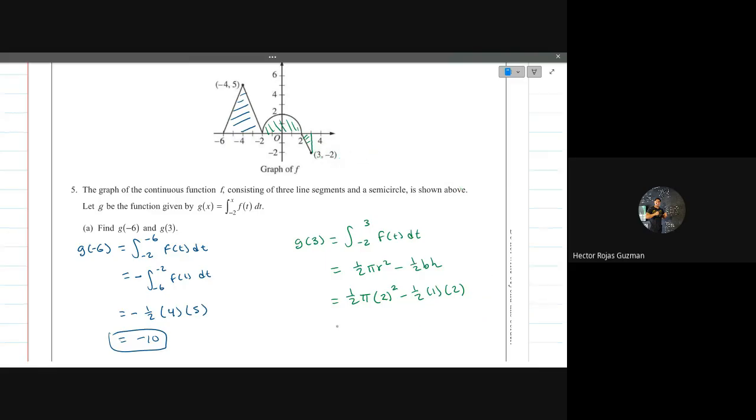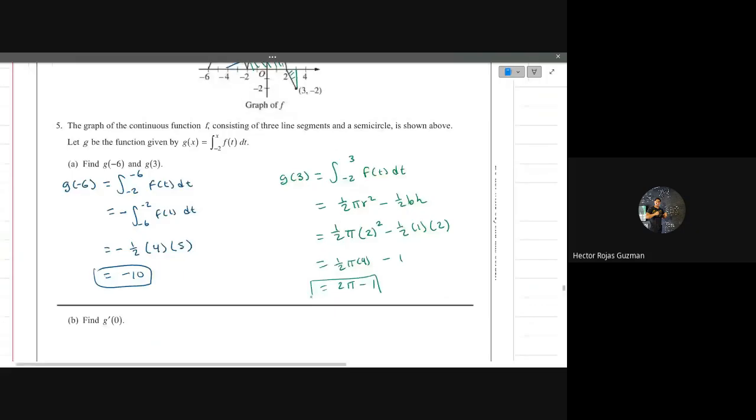There we go. That's going to be 1/2 pi times 4 minus 1, which is 2 pi minus 1. That gives us 2 points.